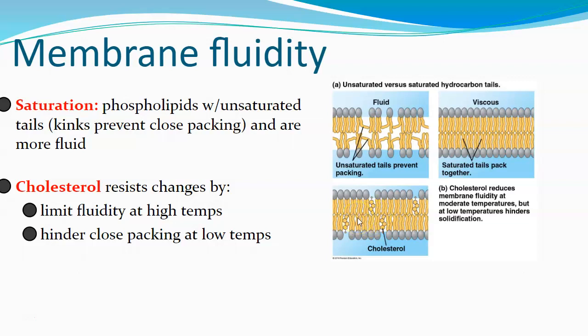Normally when you heat things, the energy makes all the molecules float all around, and cholesterol helps resist that change. So it prevents fluidity at high temperatures, and at low temperatures, it prevents them from getting super closely packed. So overall, I would say that cholesterol is acting as a general stabilizer. That's why it's said that it resists change. It prevents it from getting too crazy at high temps and prevents it from solidifying at low temps.